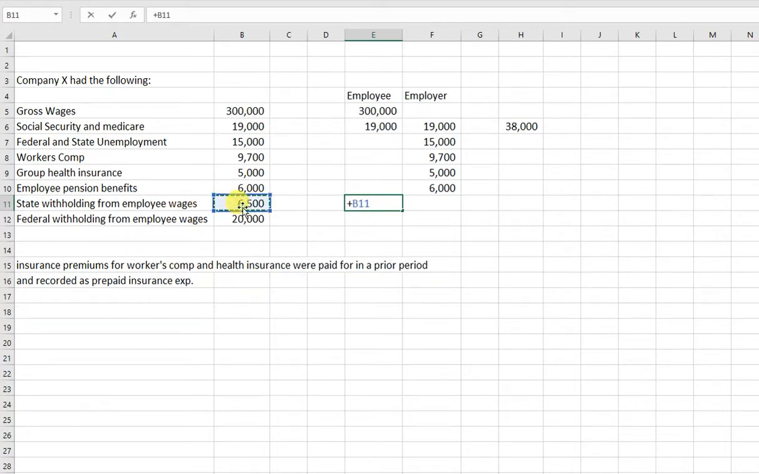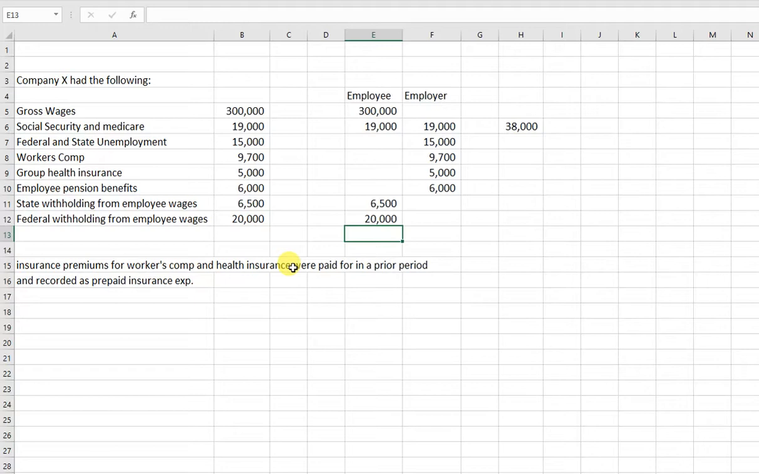State withholding from the employee's wages. The employee has them withheld from their wages. The idea behind that is that if you got paid $300,000 a year and you paid all your taxes on April 15th, people will tend to not have saved enough money and not send it in by themselves. So what happens is employers are required to take it out of your pay and send it in for you. So it's just a convenience for you.